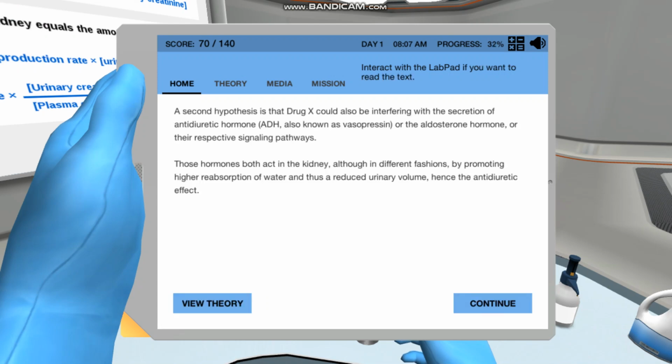A second hypothesis is that drug X could also be interfering with the secretion of antidiuretic hormone or the aldosterone hormone, or their respective signaling pathways. Those hormones both act in the kidney, although in different fashions, by promoting higher reabsorption of water and thus a reduced urinary volume, hence the antidiuretic effect.